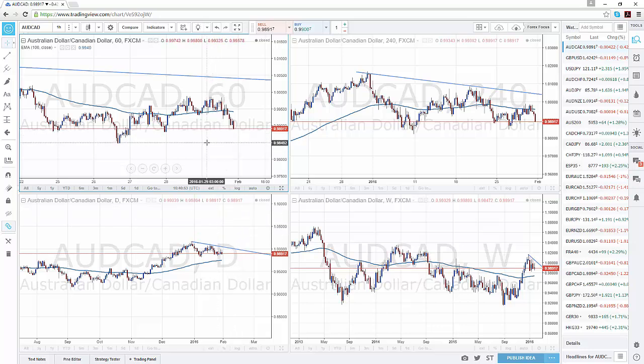Obviously, if it breaks back below here and then breaks the 100 moving average on the daily chart, that might be a signal that the market's going to trend back down towards the lows. But if we can hold this pattern here, then it's certainly something we're going to look to take advantage of.